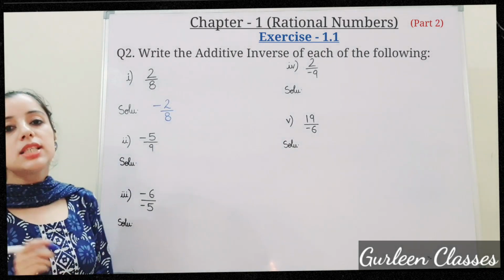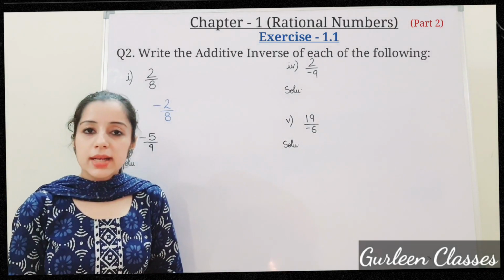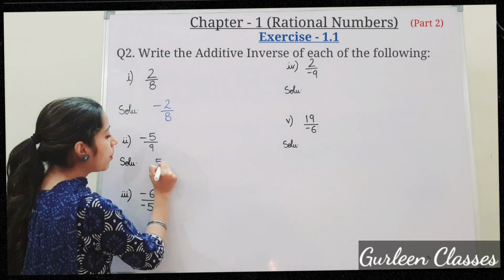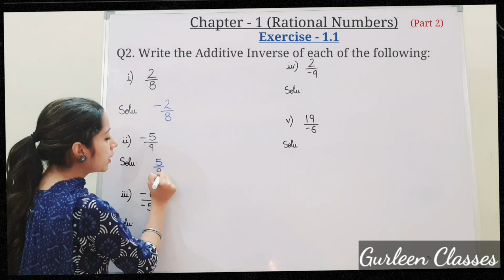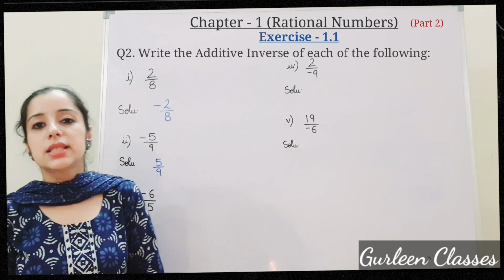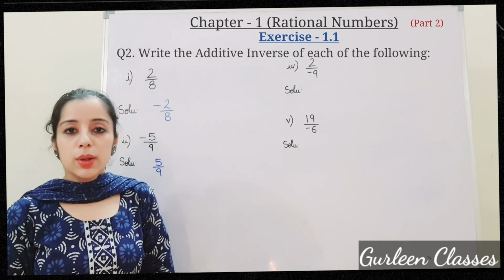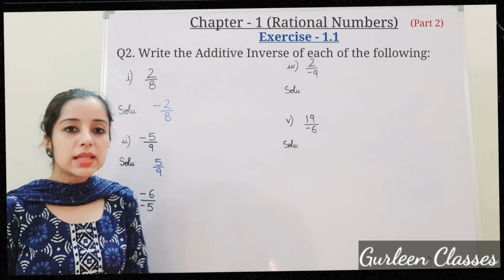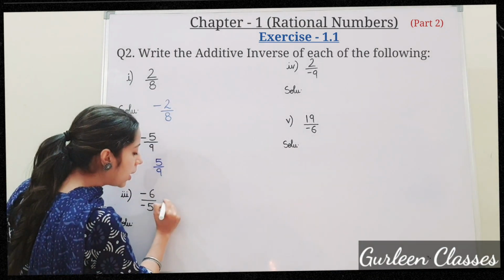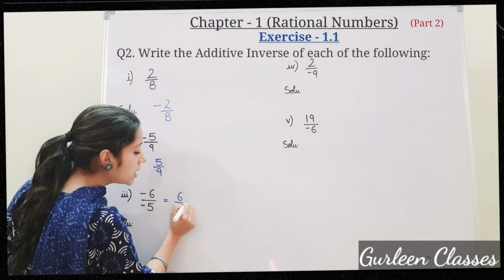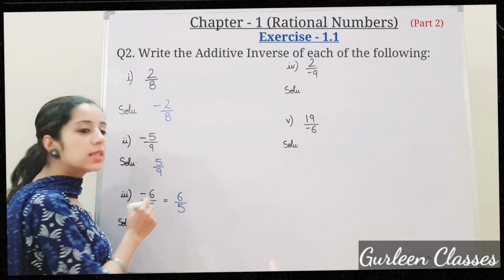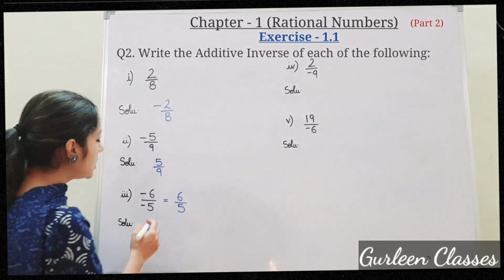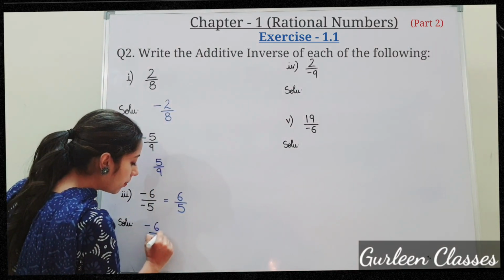Second part, minus 5 upon 9. So minus will become plus, so your answer will be 5 upon 9. Third part, minus 6 upon minus 5. We know that when we have minus in both numerator and denominator, we can cancel. So we have to find out the additive inverse of 6 upon 5. So 6 upon 5 is positive, so the opposite will be minus 6 upon 5.